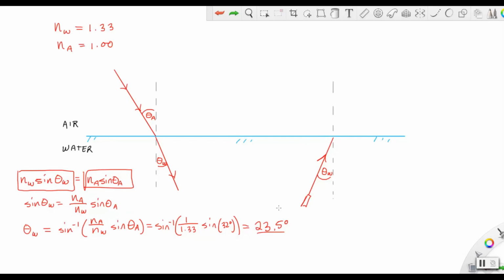So then we can take this, pivot it at 32 degrees, excuse me, which should be right here. Okay, so this is the general principle behind Snell's law.